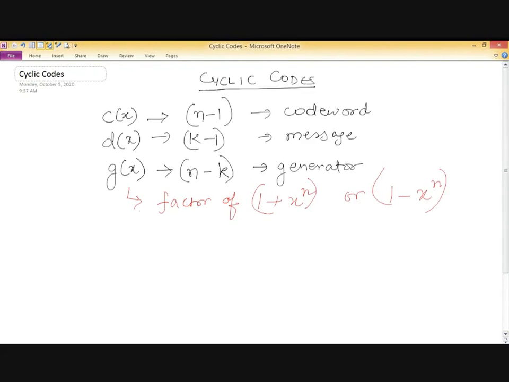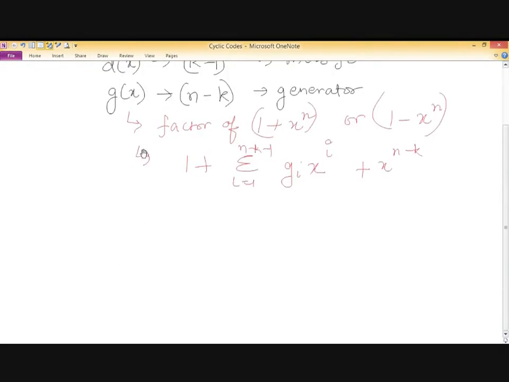Then the second property: it must be monic. That means it must be of this type: g of x equals 1 plus the sum of g_i x to the power of i, up to x to the power of n minus k. If any polynomial satisfies these two properties, multiplying it with any data polynomial results in a code word, a cyclic code word. And in a cyclic code word, shifting, either left shifting or right shifting, results in another valid code word. Based on this, let's take an example.